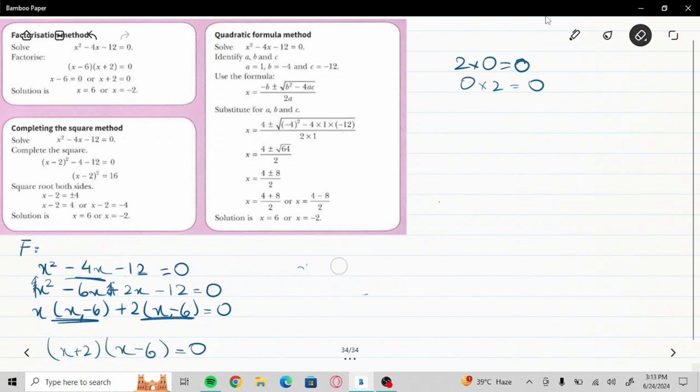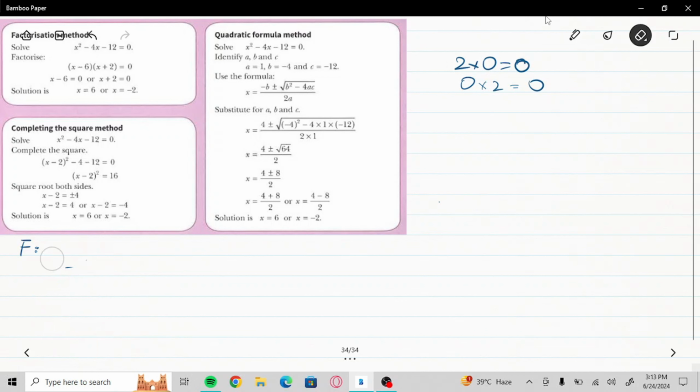And the method which, well, not everyone, but most of us hate is the completing the square method. You have to pick up the formula, divide everything. It's really sometimes confusing.